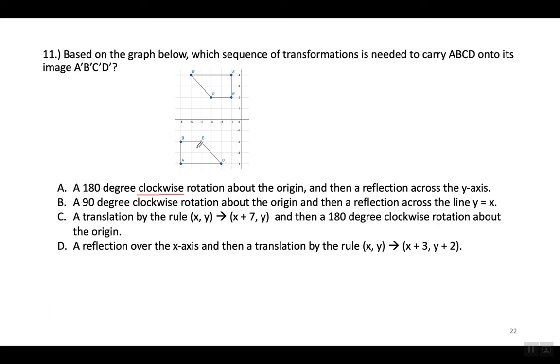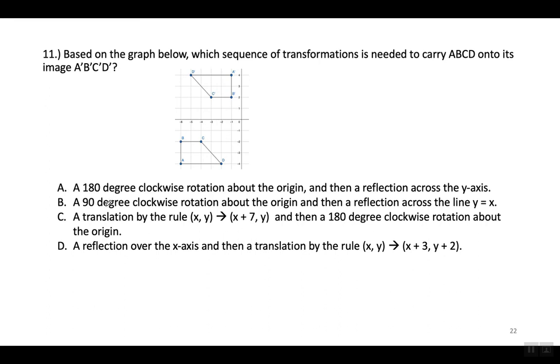If I rotate this 180 degrees clockwise, first of all, 90 degrees this way would put it somewhere like this. And then 90 degrees again would put it over here. Every 90 degrees, it's moving it into a different quadrant. So 180 degrees clockwise would put it over here, which is wrong. It's in the wrong quadrant. We need it in this quadrant. So letter A is wrong. Let's look at letter B.